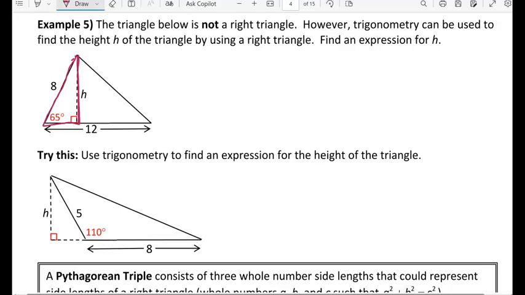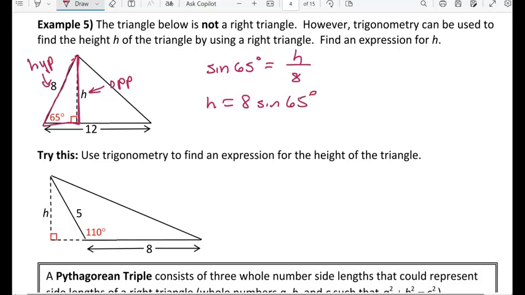So within our smaller triangle, opposite our 65-degree angle is H, the unknown side, and 8 is the hypotenuse of that triangle. So if we have opposite and hypotenuse, we're going to use a sine ratio. Sine of 65 degrees is equal to H over 8, the opposite over the hypotenuse. Multiply both sides by 8, and we get H is equal to 8 times the sine of 65. Typically a multiplier goes on the left of the sine function, just so there's no confusion whether it's multiplying the angle or the entire sine function.